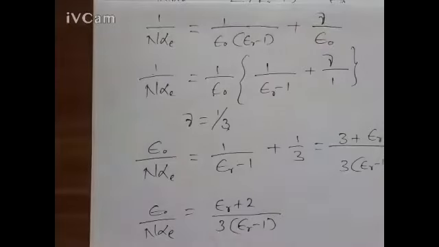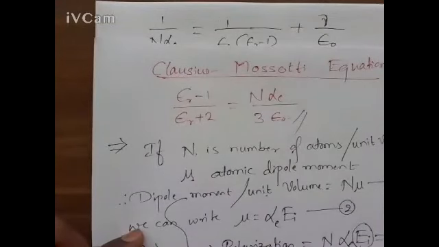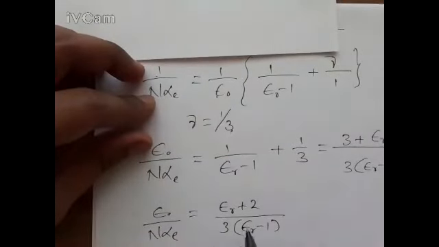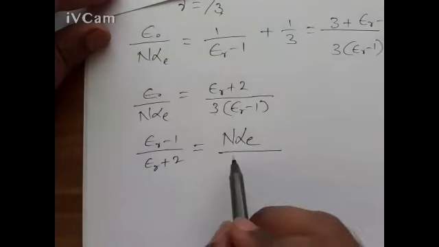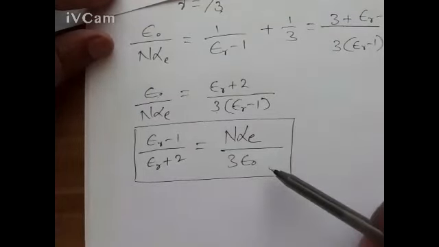So have I reached the final answer? The final answer I wanted to get is this. We have to rearrange the equation and we should get that equation. So how to get that? Take this 3 to this side so that it will be done. So what I want is epsilon r minus 1 divided by epsilon r plus 2 is equal to n epsilon e divided by 3 epsilon naught. So this is called the Clausius-Mossotti equation. I have just rearranged the terms and I got the equation.